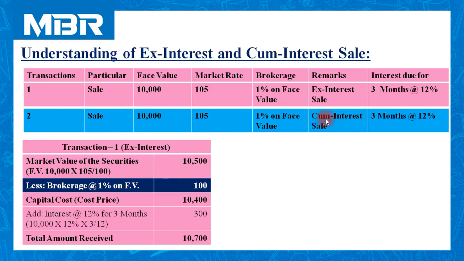The type of transaction is cum interest sell. Period is same. Now, what is the difference in calculation because of this word cum-interest? Rest of all other items remain same.